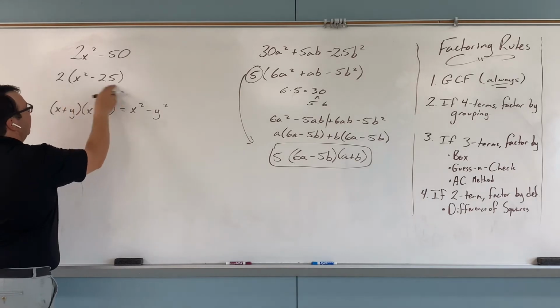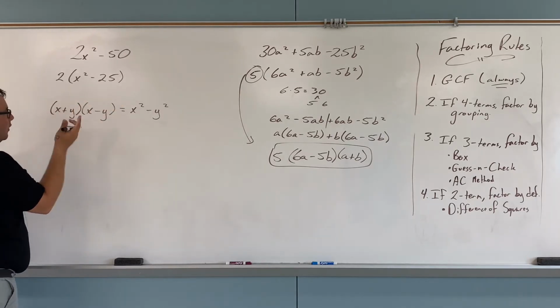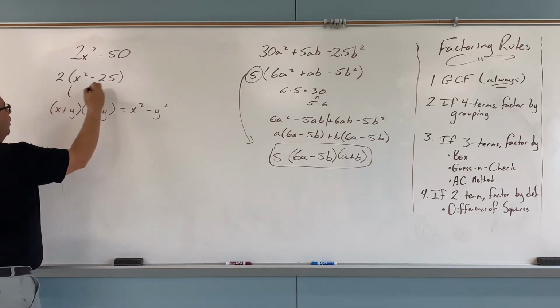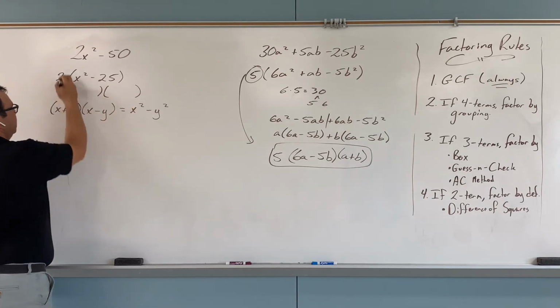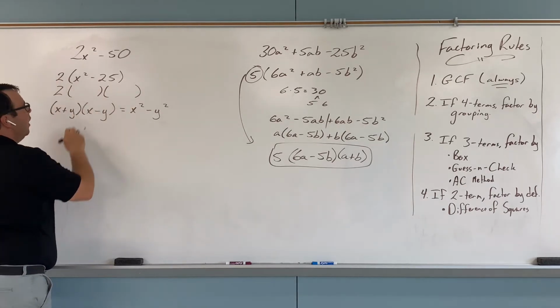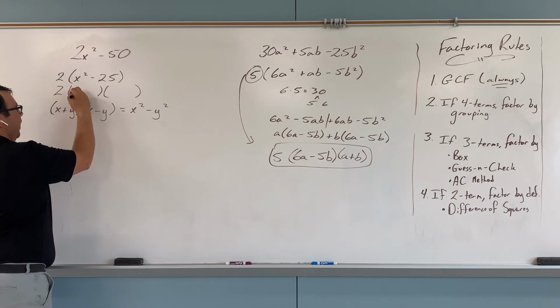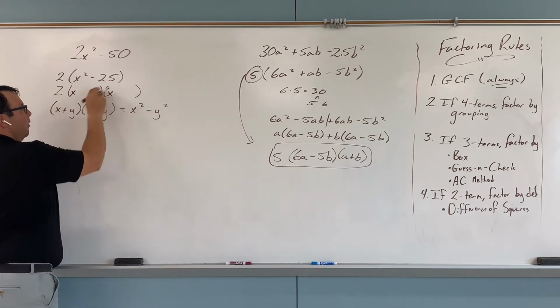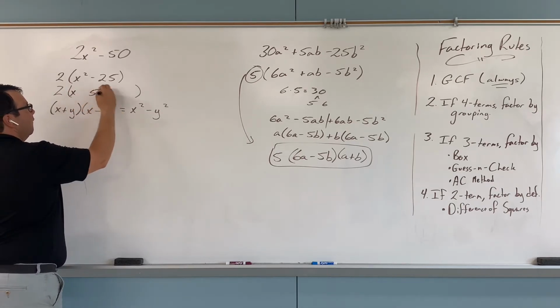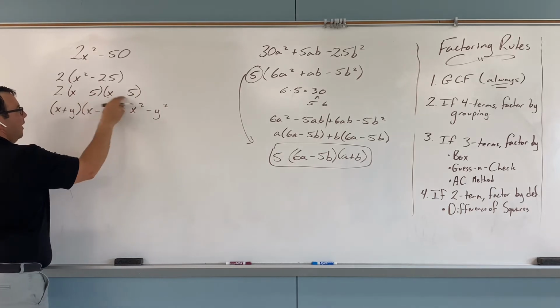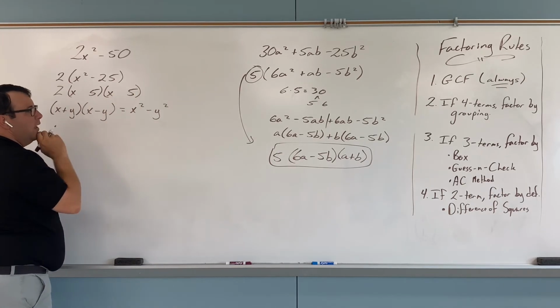So x squared minus 25, those are definitely perfect squares. I'm going to go ahead and put some parentheses here. I'm just going to bring this 2 down. What times what gives me x squared? X and x. What times what gives me 25 perfectly? 5 and 5, they are exactly the same. What are my signs?